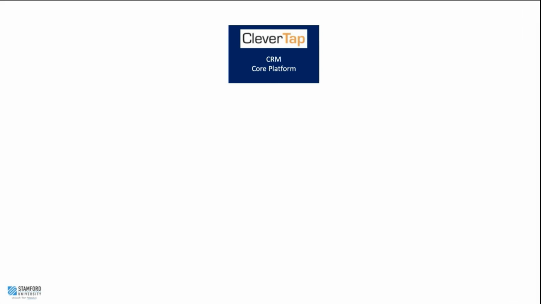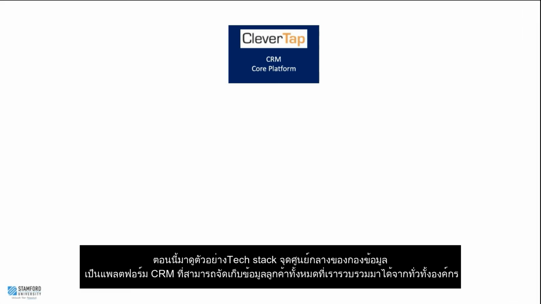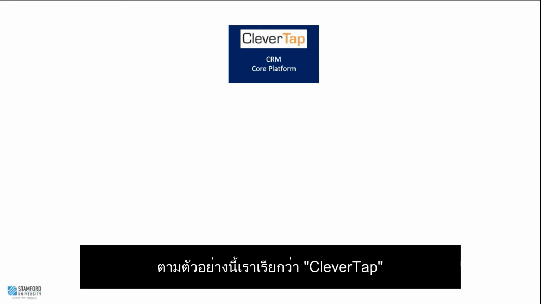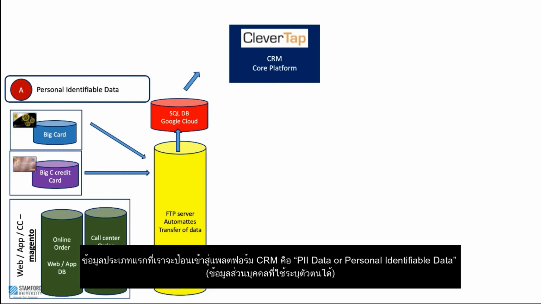So this is the concept of the technology stack, or tech stack. At the center of any technology stack is a CRM platform that can store all the customer data that we can collect across the organization. In this example, we have a platform called CleverTap. The first type of data we want to push into the CRM platform is known as the PII data, or personal identifiable data.